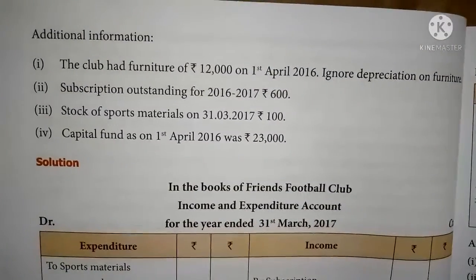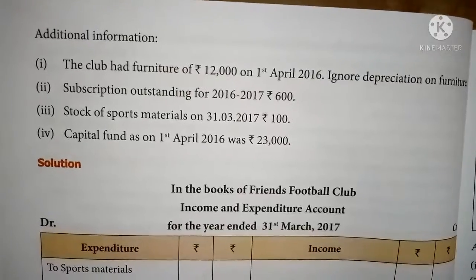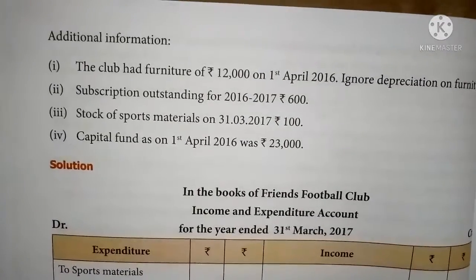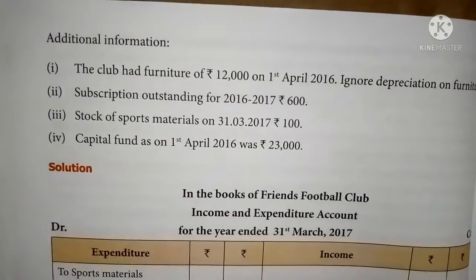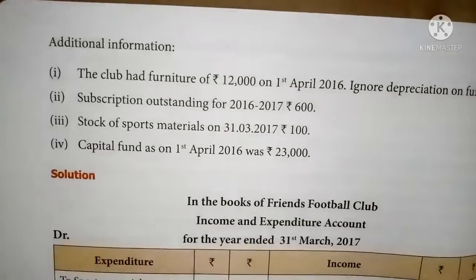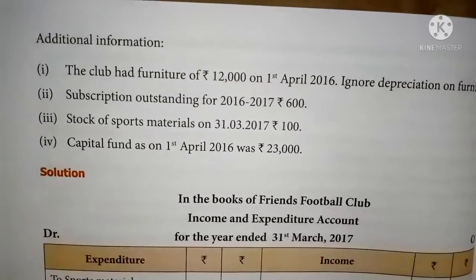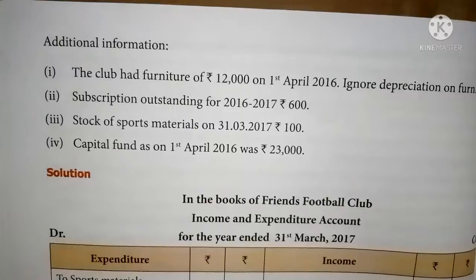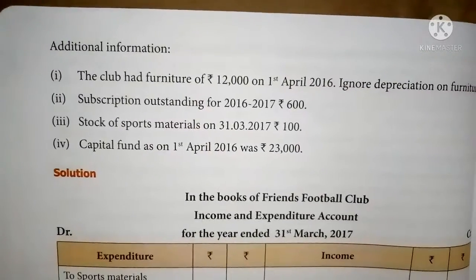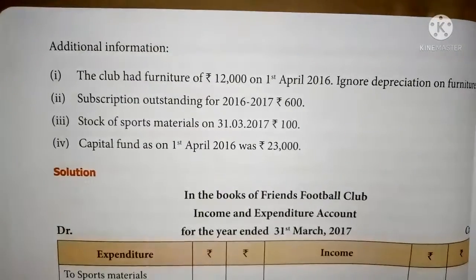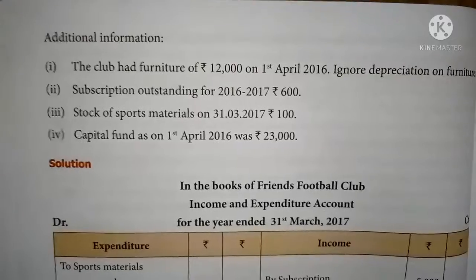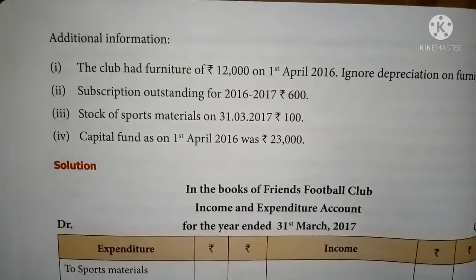The first adjustment is that the club had furniture of rupees 12,000 on 1st April. It is an asset, take it to the asset side of the balance sheet. Subscription outstanding for the year 2016-17 is rupees 600. It is outstanding subscription for the current year. It should be added to the subscription amount in the income side of income and expenditure account, that is the credit side. And the same outstanding subscription 600 should be taken to the balance sheet asset side.